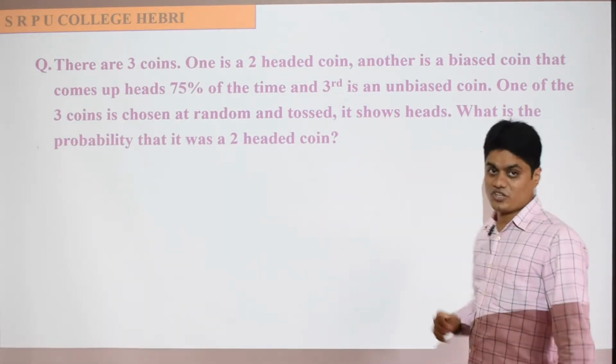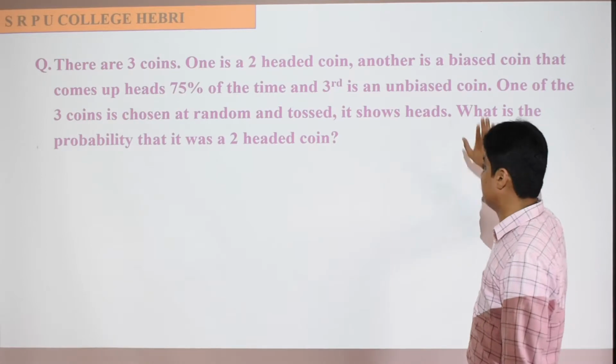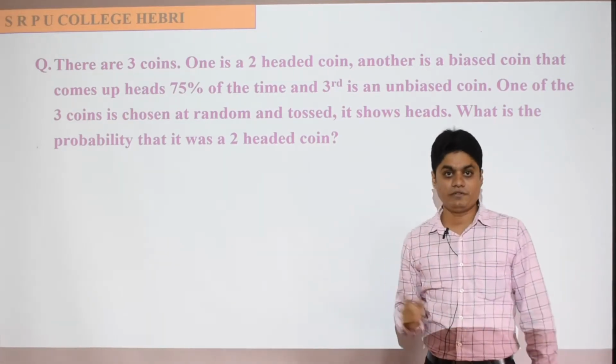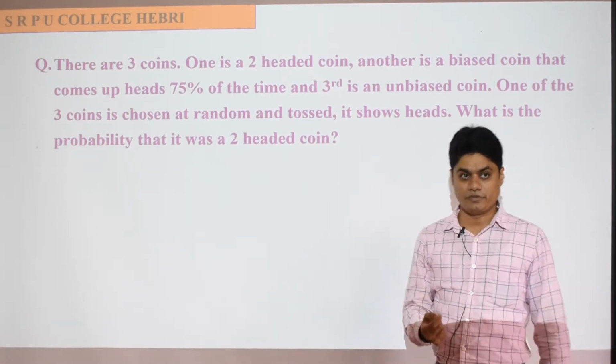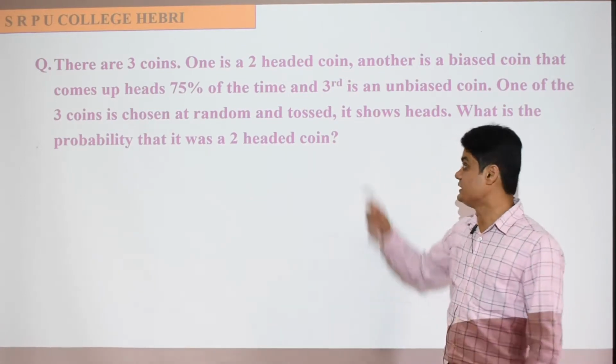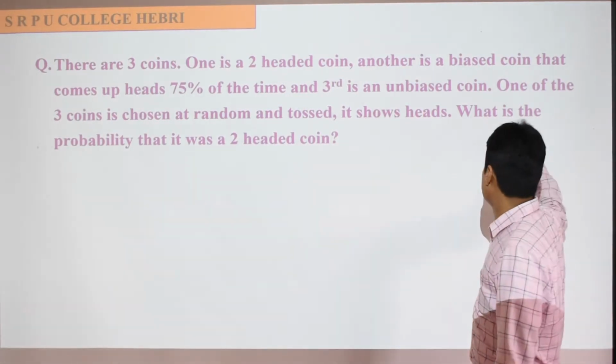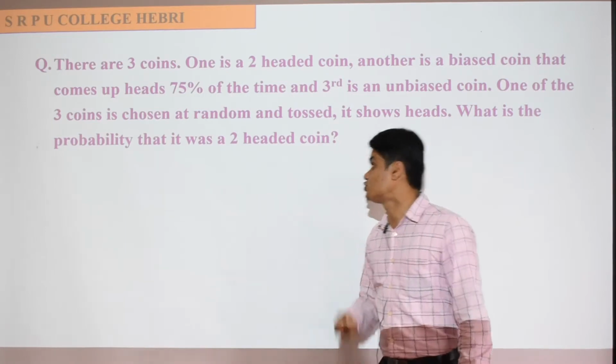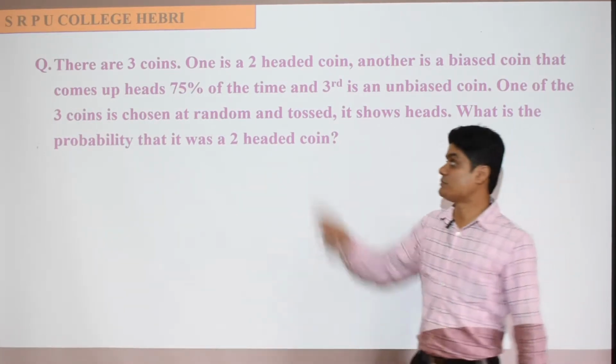Then you toss it, and it shows head. When you select a coin from these three and then toss, event A is that the coin shows head. What is the probability that it was the two-headed coin? What is the probability that it was the two-headed coin?